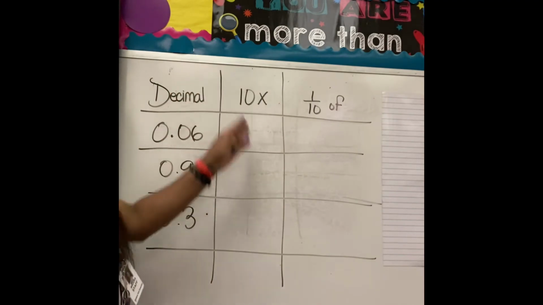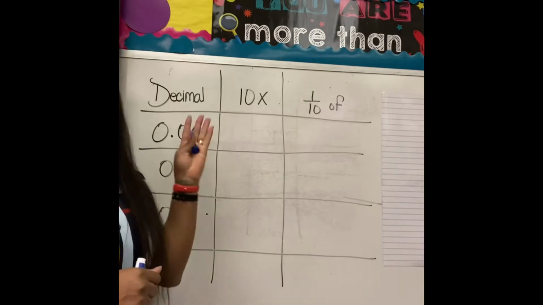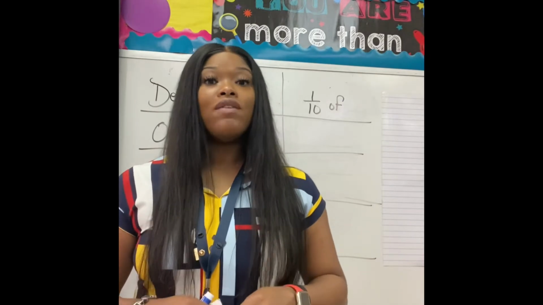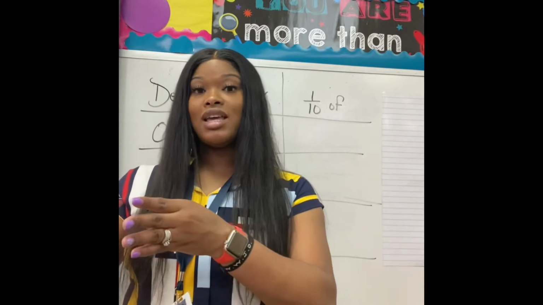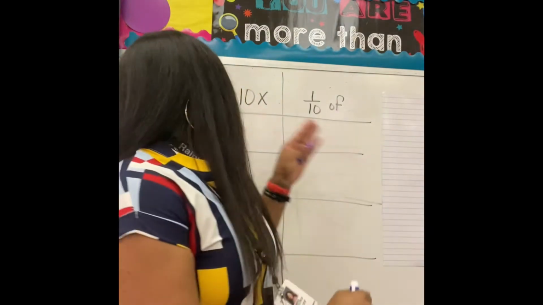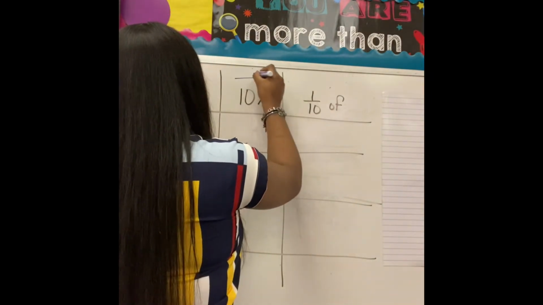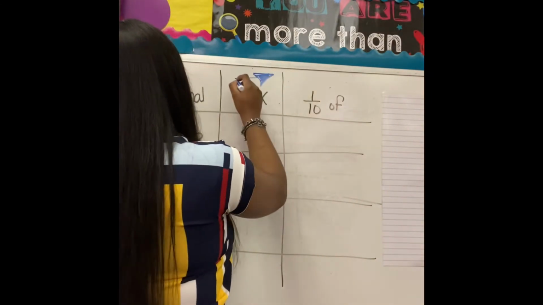So in our next column we have 10 times, which actually means 10 times greater. Now, the reason why we're looking at 10 times greater and understanding how it applies to place value, every time we move up a level as far as place value, it moves in increments of 10. So if we're going from the ones to the tens or the tens to the hundreds to the thousands, it's moving up by 10 times greater.